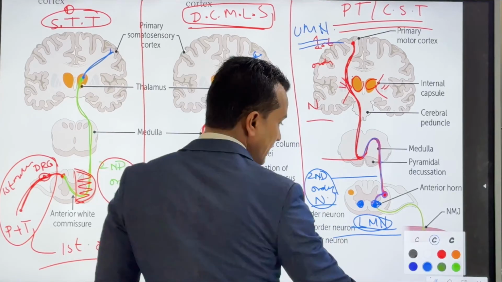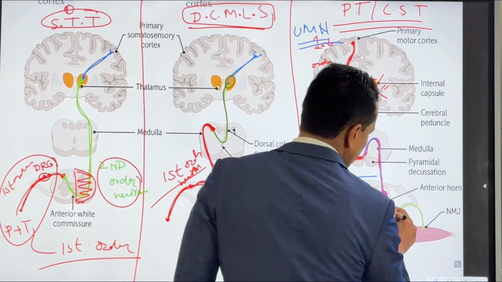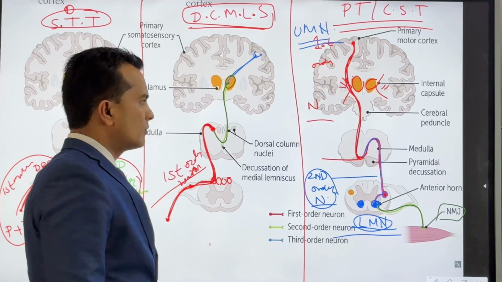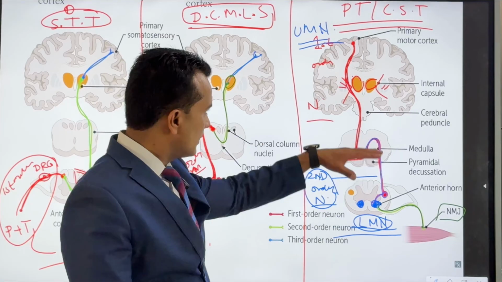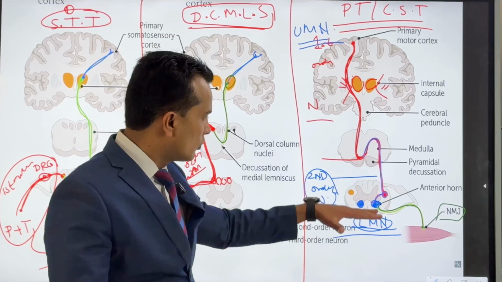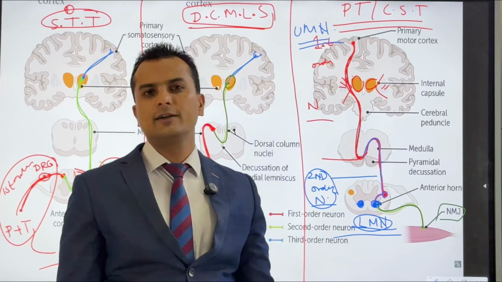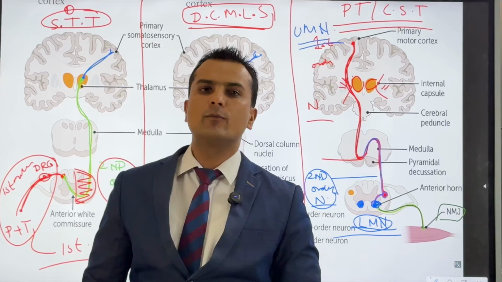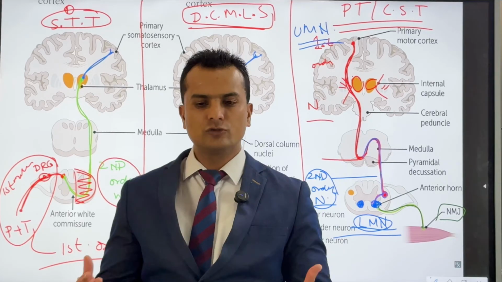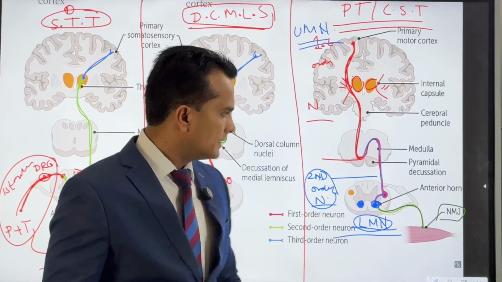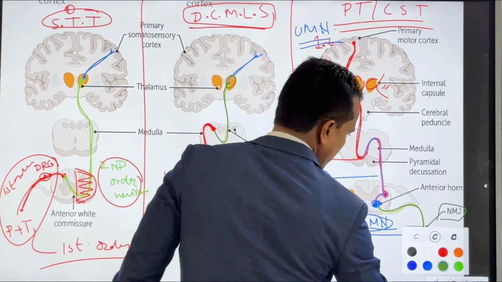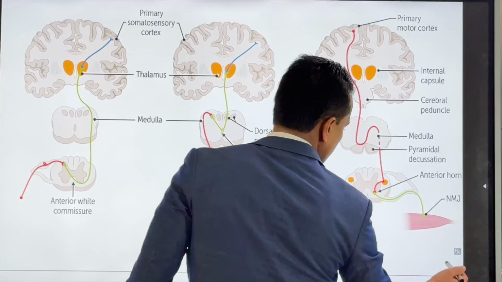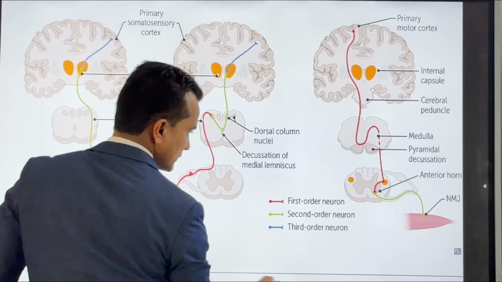Then where is the third order neuron of the corticospinal tract? It's from the spinal cord up to the neuromuscular junction. So you have to understand that the first order neuron is the upper motor neuron, the second order neuron is the lower motor neuron, and then the third order neuron. This lower motor neuron is also called the alpha motor neuron. Usually the action of the alpha motor neuron is inhibited by some types of cells. Those are called Renshaw cells.